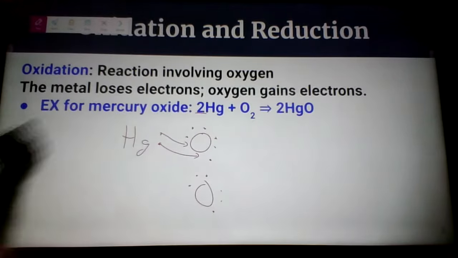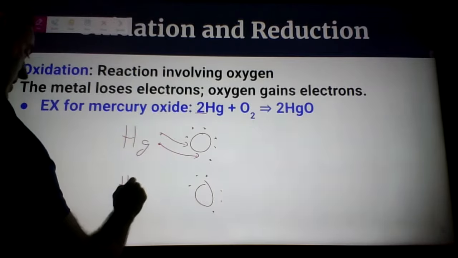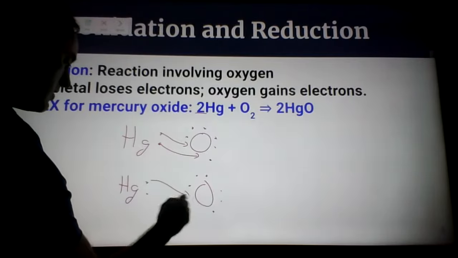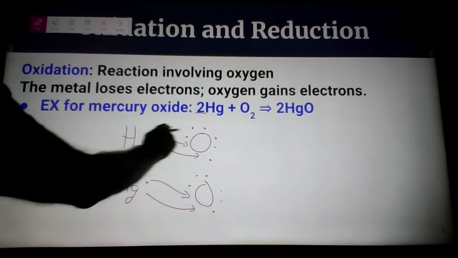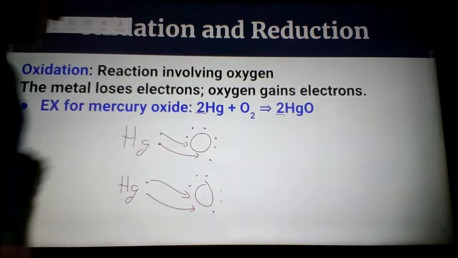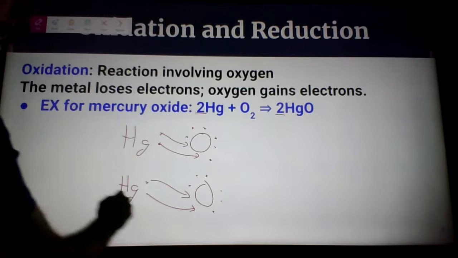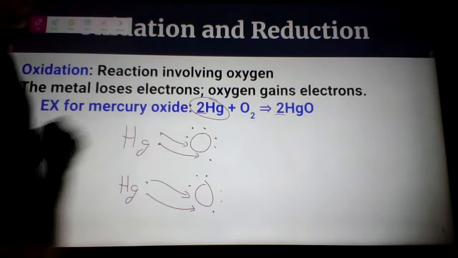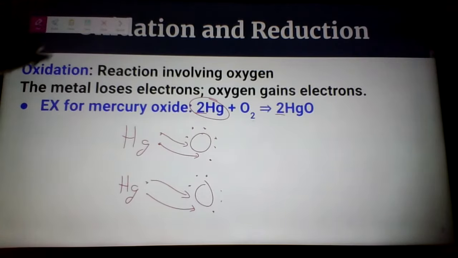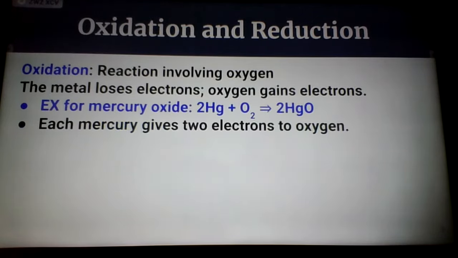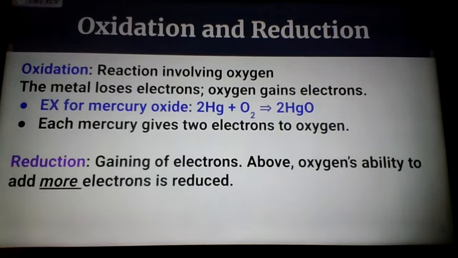Well, remember, this is why we have to balance. So we need a second mercury to give those electrons to the oxygen. And we end up forming 2 mercury oxide molecules. That's where this other 2 comes into play. So 1 here and 1 here. And remember, this is the reason we have to balance. And you can see with the electron dot notation why we need that second mercury, because remember, oxygen is diatomic. Each mercury, as you just saw, gives 2 electrons to an oxygen atom. And this is called oxidation here.